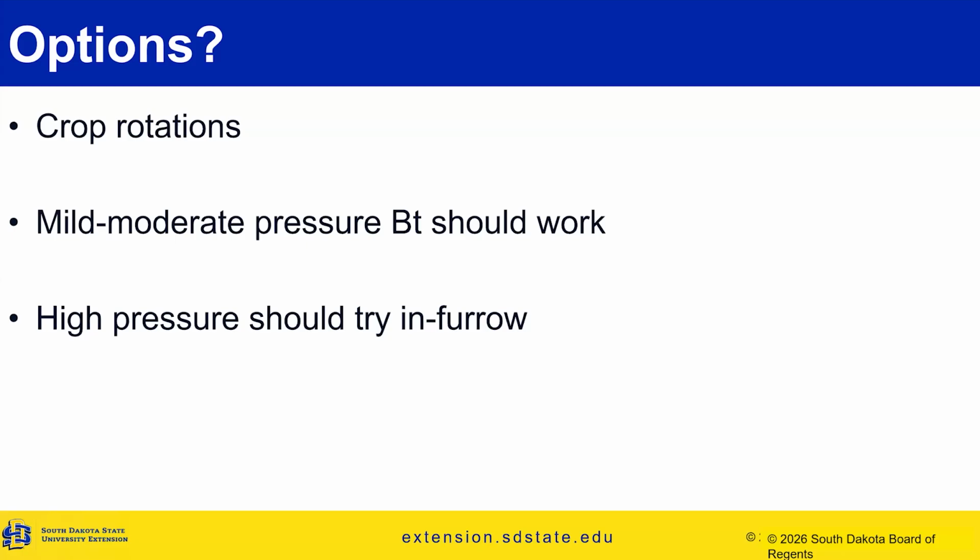If we have mild to moderate pressure in a field, the BT should work fine. If you have really high pressure, maybe consider trying an in-furrow instead of the BT and knock the population down a little bit, hopefully, and then go to something else the next year. Maybe switch to the BT or rotate the crop. So we do still have options.